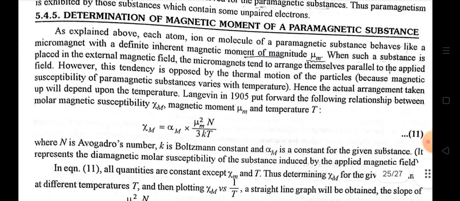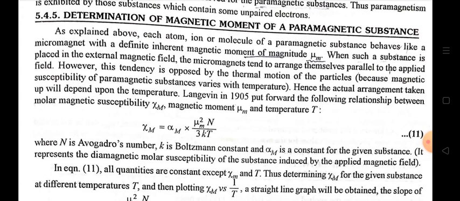Determination of magnetic moment of a paramagnetic substance. As explained above, each atom, ion or molecule of a paramagnetic substance behaves like a micromagnet with a definite inherent magnetic moment of magnitude mu m. When such a substance is placed in an external magnetic field, the micromagnets tend to arrange themselves parallel to the applied field. However, this tendency is opposed by the thermal motion of the particles, because the magnetic susceptibility of paramagnetic substances varies with temperature. Hence, the actual arrangement taken up will depend upon the temperature.